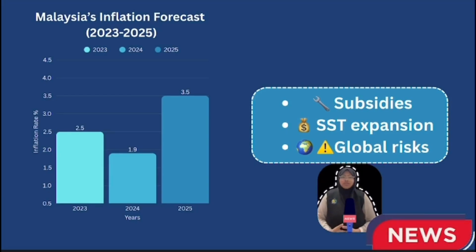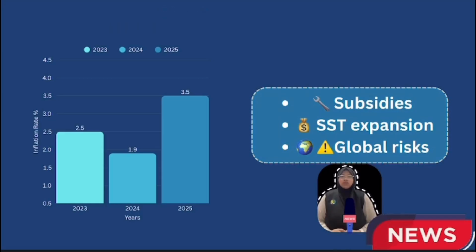So, what's shaping this forecast? First, the government is shifting from blanket aid to targeted subsidies, focusing only on the B40 group and essential sectors. This limits inflationary pressure while preserving fiscal space. Second, we are seeing an expansion of the sales and service tax (SST). More goods and services are now taxed, which may cause price adjustments in the short term. And third, global risks continue to loom, including geopolitical tensions, volatile oil prices, and ongoing supply chain issues.